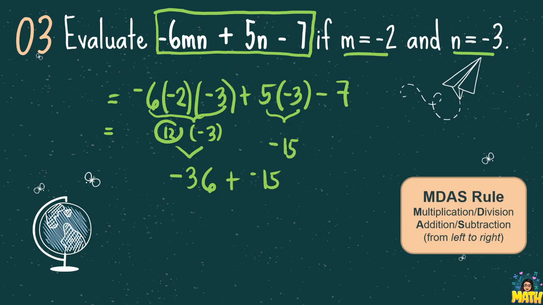And then, copy the remaining given. As you can see, puro negative numbers na to. So we simply add their absolute values, 36 plus 15 plus 7, that is equal to 58, and copy their signs. That is negative 58.